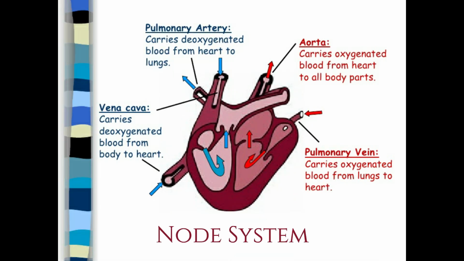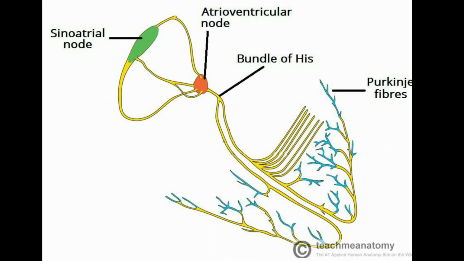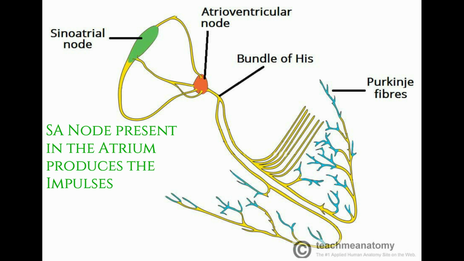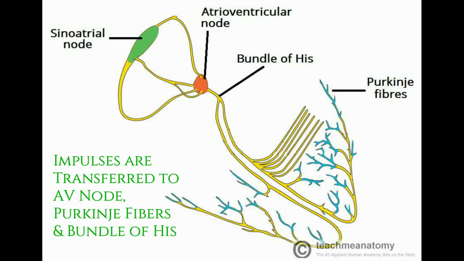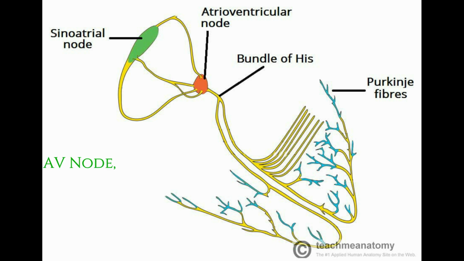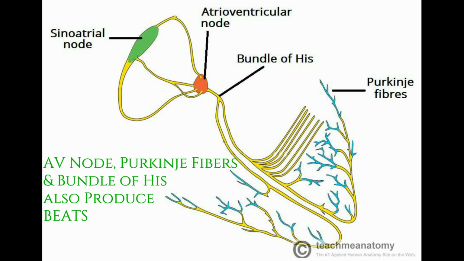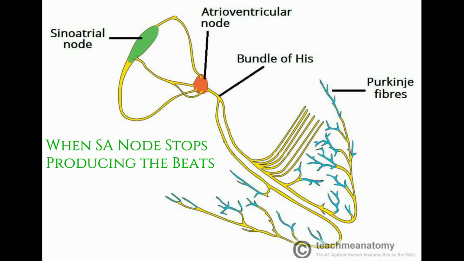Now, let me speak about the node system. The heartbeats are produced by the nodes. Usually, the SA node present in the atrium produces the impulses, and these impulses are transferred to the AV node, Purkinje fiber and bundle of His. The AV node, Purkinje fiber and bundle of His also produce beats when the SA node stops producing the beats.